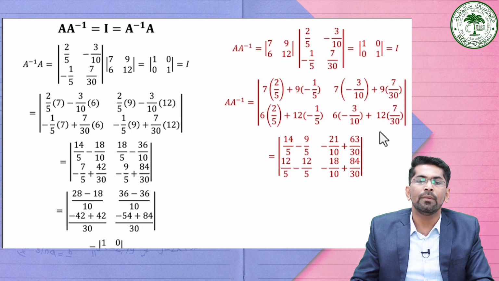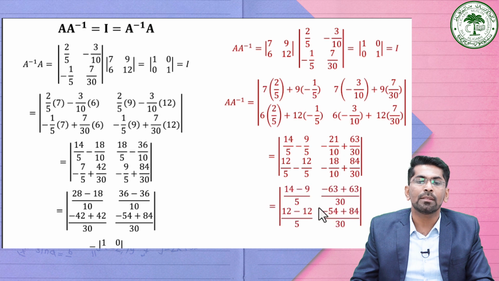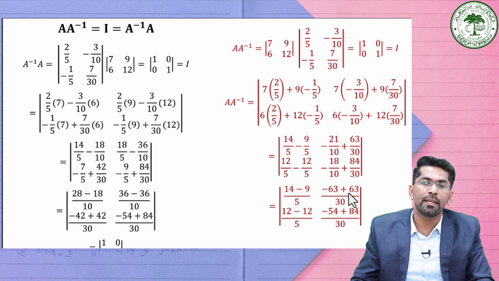minus, then here it is 9 into 7, which is 63 divided by 10, then here it is 6 into 2, that is 12 divided by 5, minus will be here because it is minus 1 by 5 into 12, which is 12 by 5, minus here it is 3 by 10 into 6, that is minus 18 by 10, then 12 into 7, which is 84 divided by 30. Now by taking the common denominators, we can say that it is 14 minus 9 divided by 5, minus 63 plus 63 divided by 30, then 12 minus 12 divided by 5, minus 54 plus 84 divided by 30.